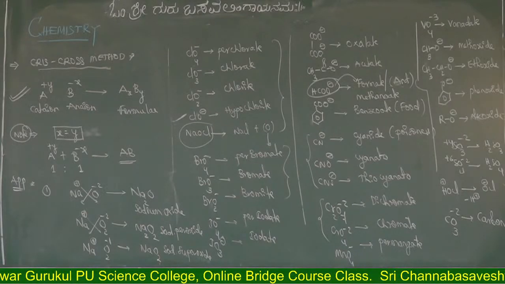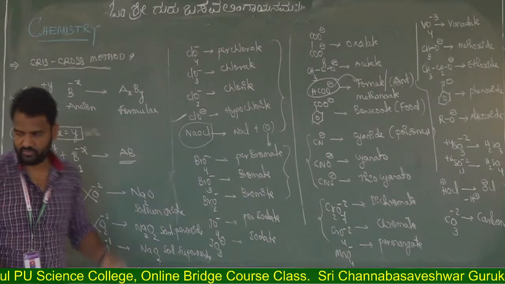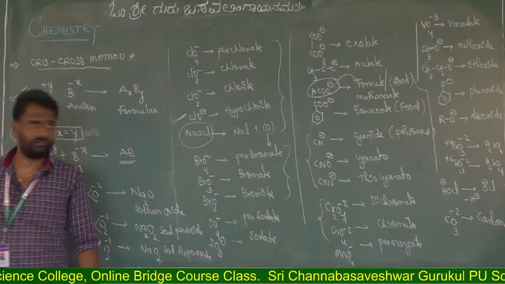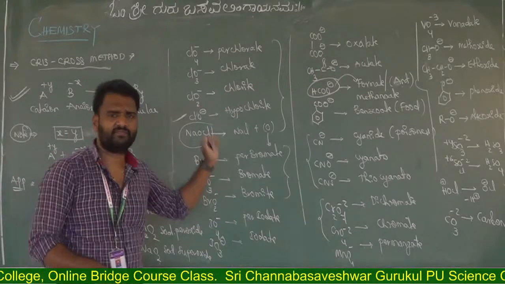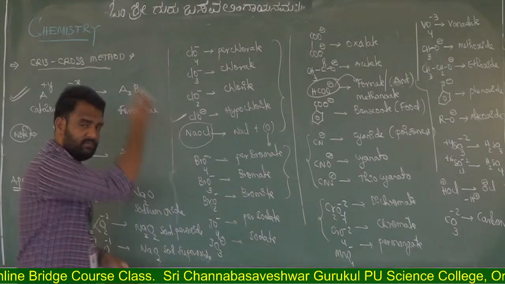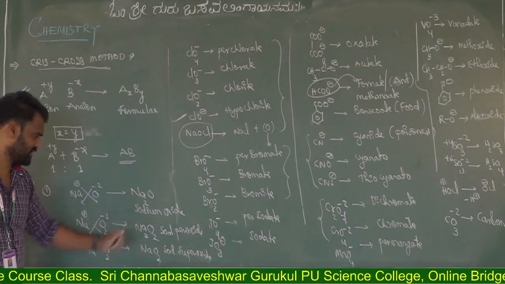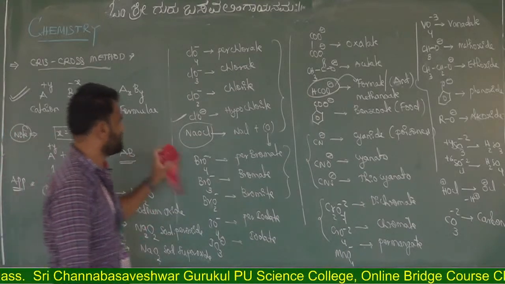Writing formula of ionic compounds. Now you know the cation and anion. From this you can create n number of examples. Now we are going to write n number of salts. With sodium: sodium oxide, sodium peroxide, sodium superoxide. So this is one application with oxide.